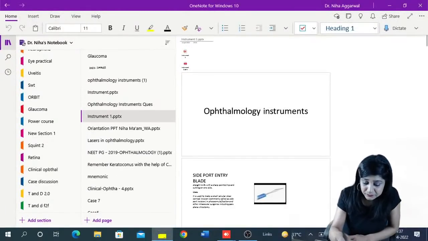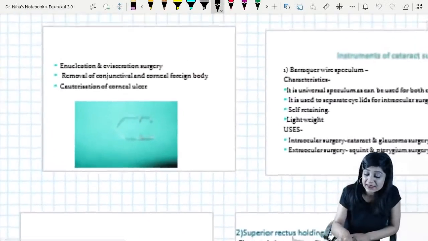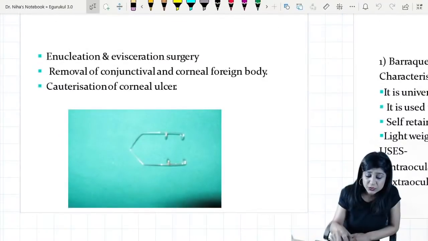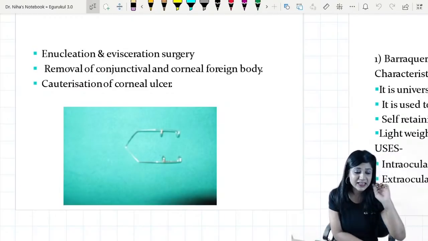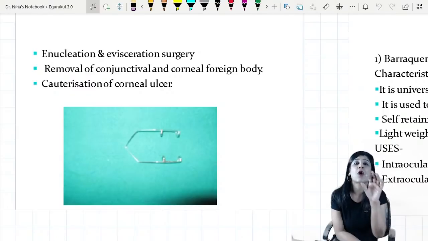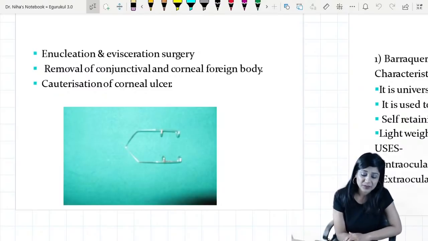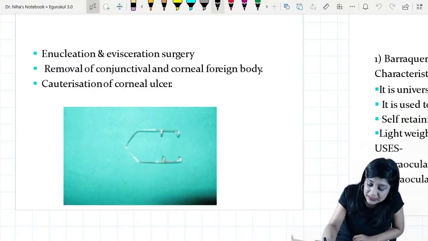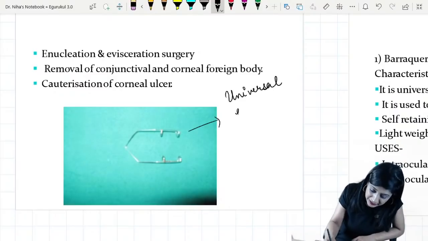Okay, so let's get started. We will be starting with the very basic instrument first, which is actually the baseline of all the surgeries. What is this? Can you name this? That will again increase the benefit of the session if you go on commenting in the live chat. What is this? Can you see? This is actually an eye speculum. This speculum is called the universal eye speculum.